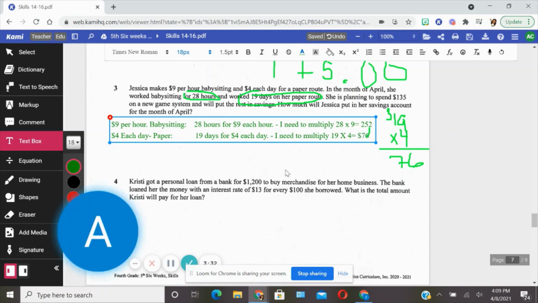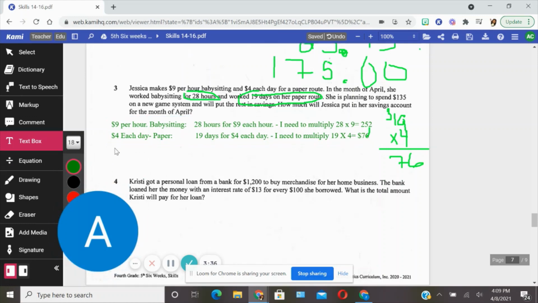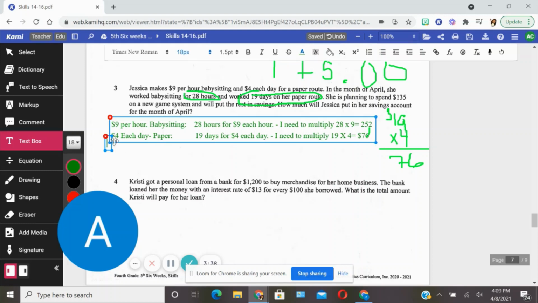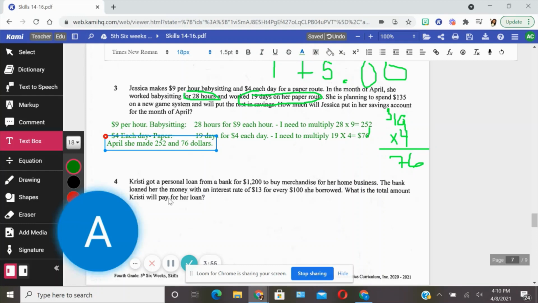Made $76 from the paper. So we know that in the whole month of April, she also did. So for April, she made $252 and $76. So let's figure out how much did she make in all.